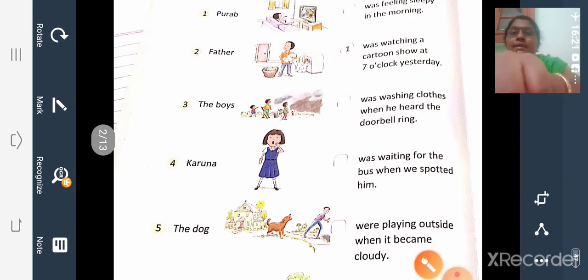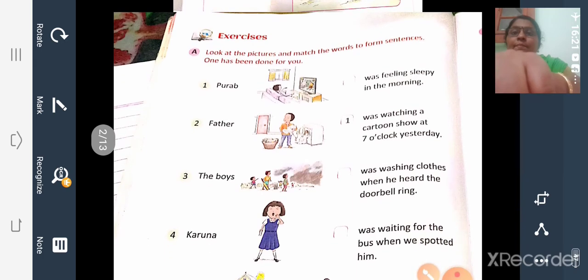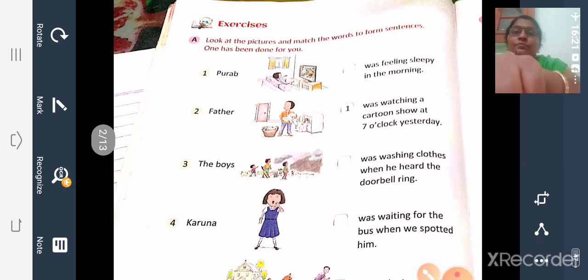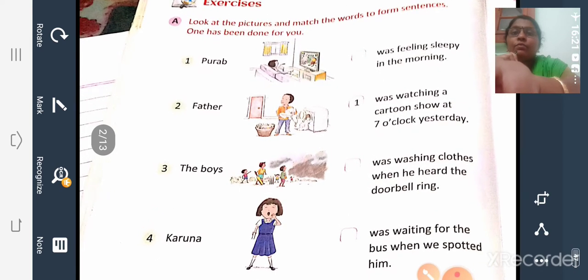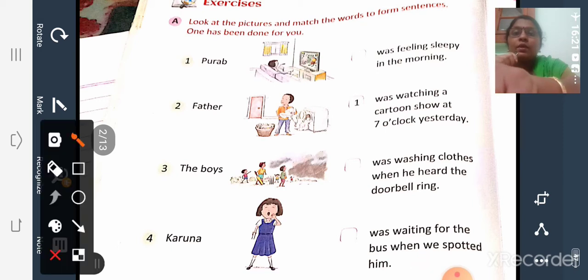Then an exercise is given here. Look at the pictures and match the words to form sentences. One has been done for you. We have to match the name with those pictures. First picture, Purab. What is he doing? Purab was watching a cartoon. So, this is the first one.